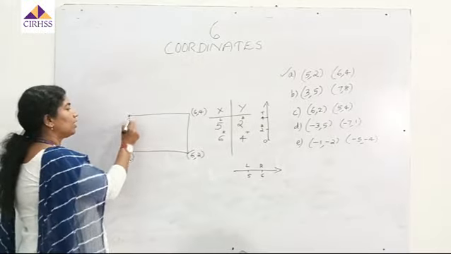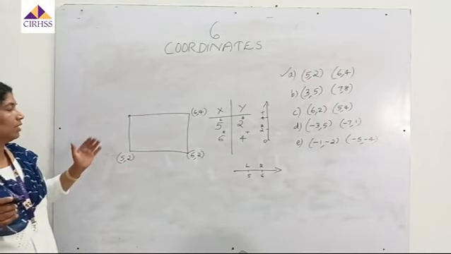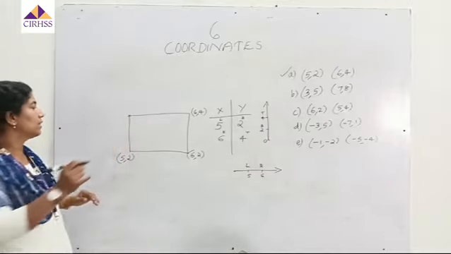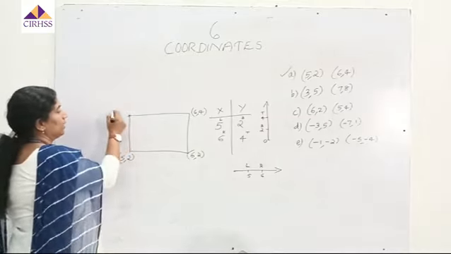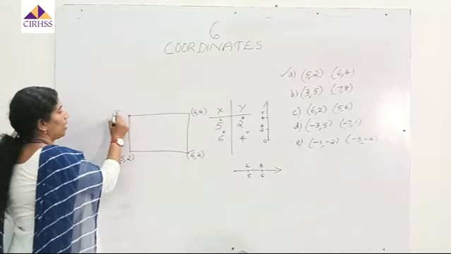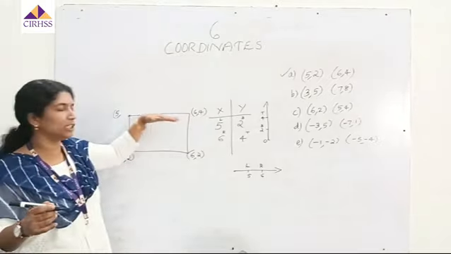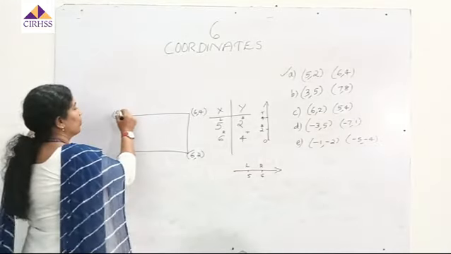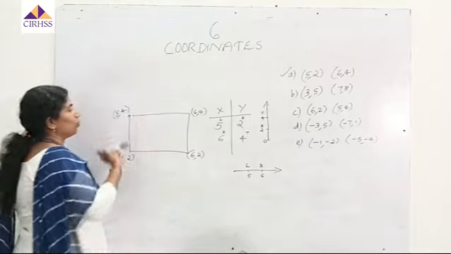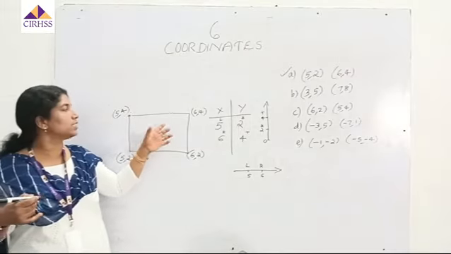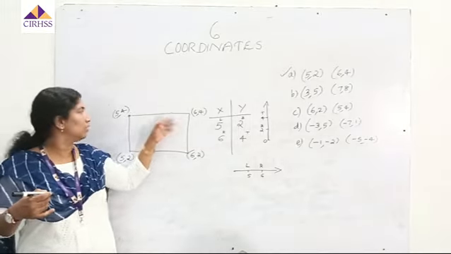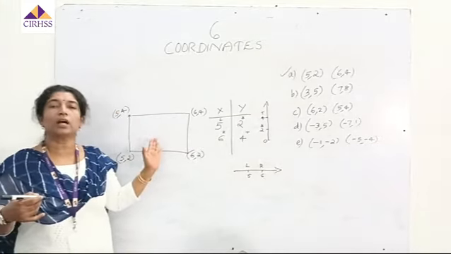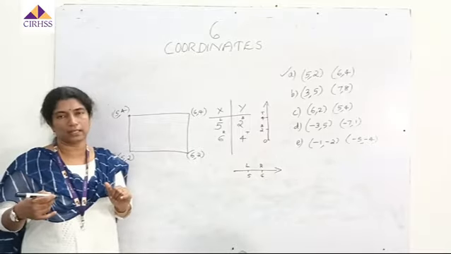Next, how to find the fourth vertex? This line is parallel to the y-axis, so the x coordinates are equal here. X coordinate 5. And this line is parallel to the x-axis, so the y coordinates are equal. That is 5, 4. Therefore, we get 5, 4, 6, 4, 6, 2 and 5, 2 as the coordinates of this rectangle.